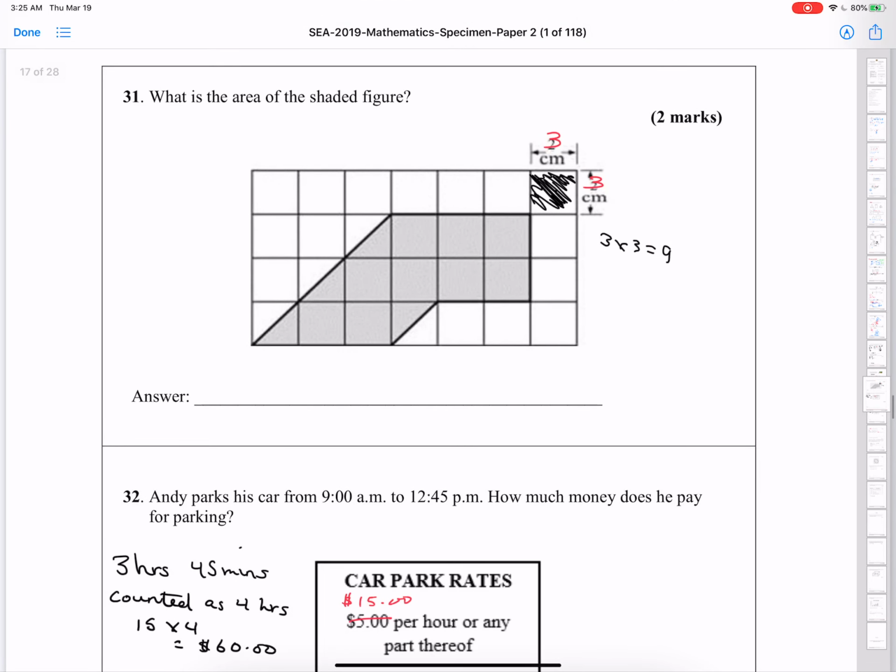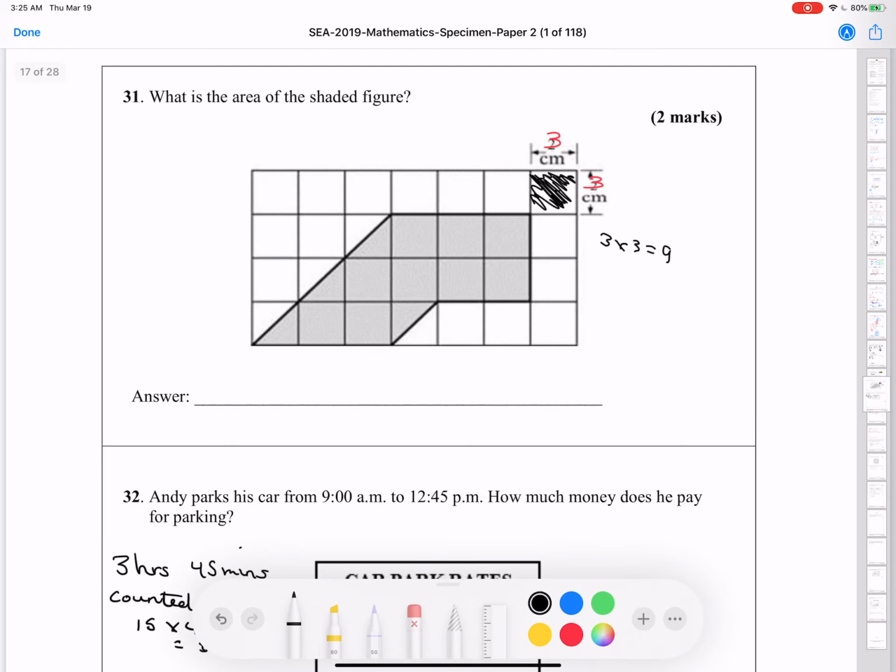What is the area of the shaded figure? Okay, I started calculating the area of one block. Notice that the information said that one of these squares is 3 centimeters wide, 3 centimeters long. Well, for a square it isn't called length and width, but I'm just saying that for explanation. It has a side of 3 centimeters. So 3 3s are 9 centimeters. 9 squared centimeters would be the area of one block.